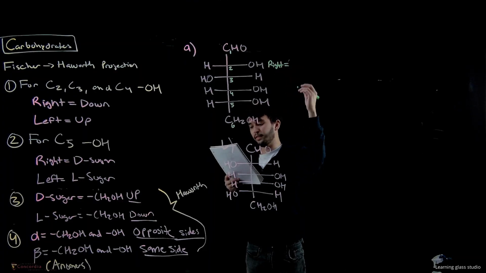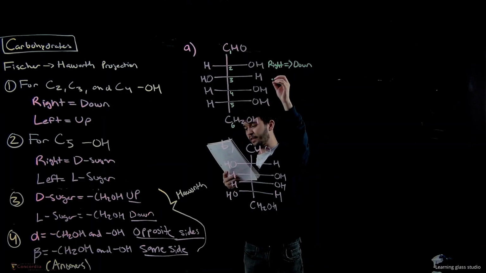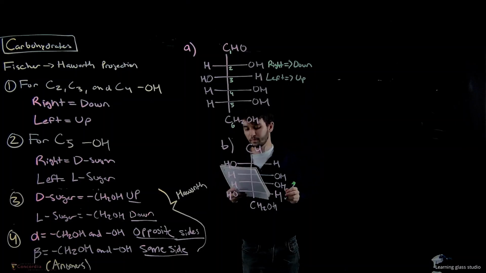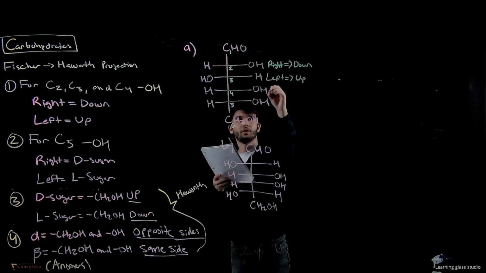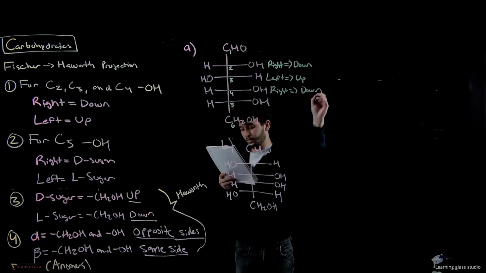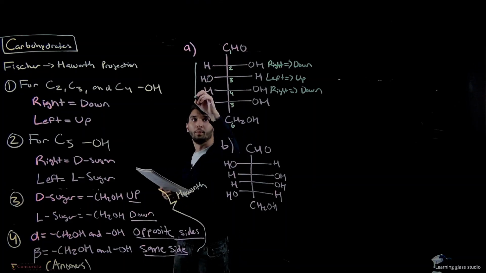So this one here is right, so in this case, this will be going down. This one's left, so this one will be going up. Same for this one: right, it's down. So this is just looking at carbons 2, 3, and 4, this little block right here.